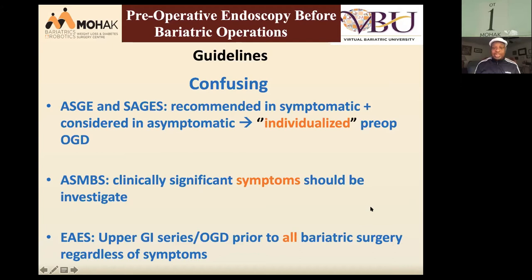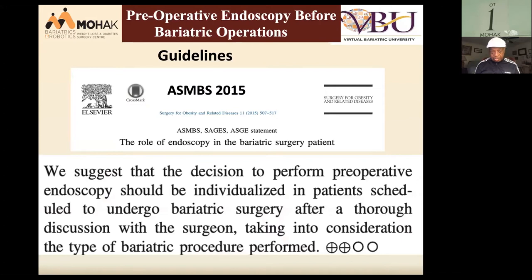So what are the guidelines? Up till now, the guidelines have been confusing. The last time guidelines were put out was in 2015. And at that time, most of the guidelines recommended selective performance of preoperative endoscopy. As a matter of fact, the ACS, ASMBS, SAGES, and ASGE had a joint statement for selective, individualized performance of pre-op endoscopy. The only society that recommended routine endoscopy was EASC. As you can see, the ASMBS in 2015 went for selective endoscopy.